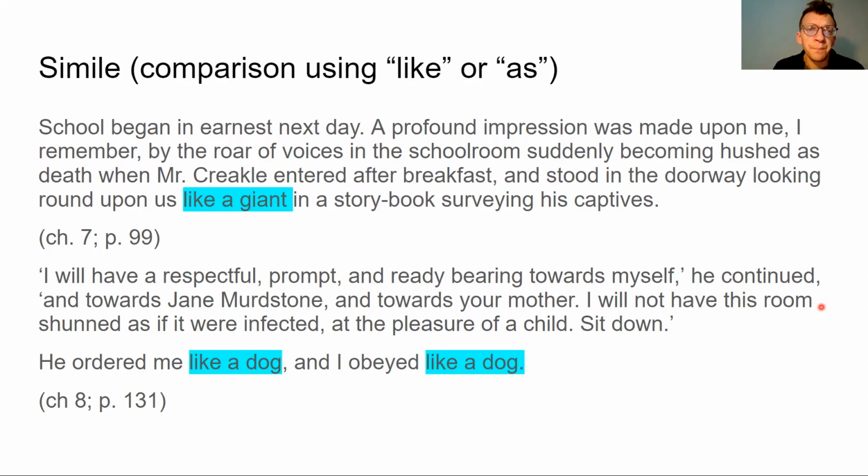Here in chapter 7: "School began in earnest next day. A profound impression was made upon me, I remember, by the roar of voices in the schoolroom suddenly becoming hushed as death, when Mr. Creakle entered after breakfast and stood in the doorway, looking round upon us like a giant in a storybook, surveying his captives." So I've already even missed catching another simile in this passage, with hushed as death.